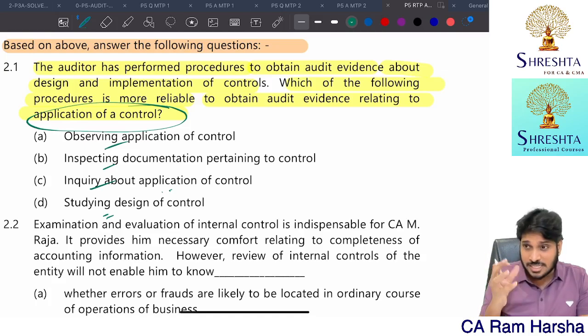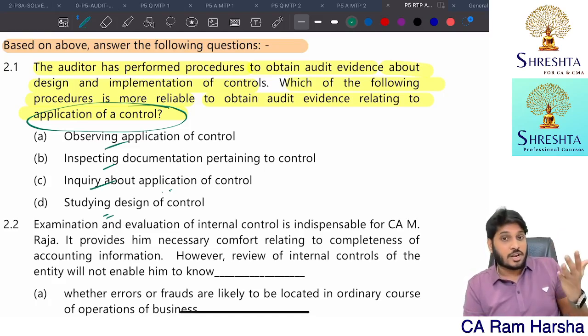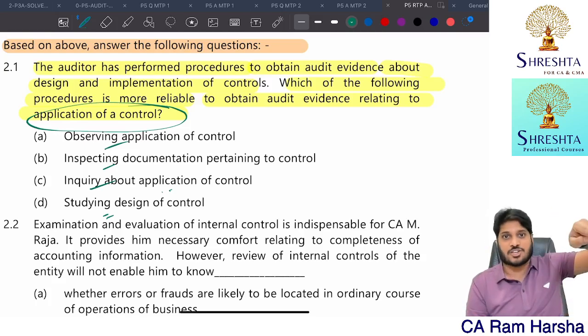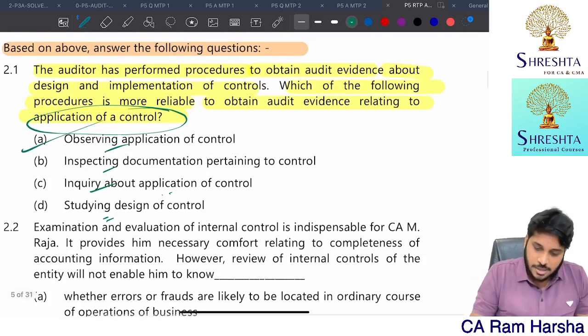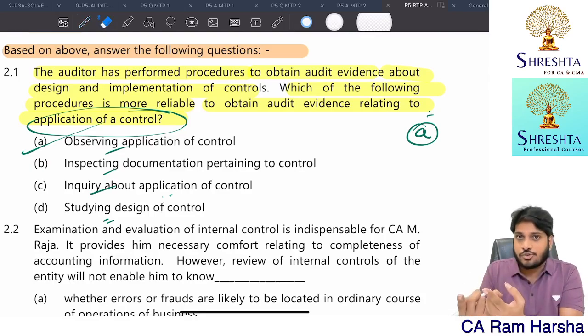Studying the design of the control, whether a control is applied properly or not, we should observe. Only then do we understand whether the application of the control is proper or not. We will get evidence only by observation. Suppose the control was applied in the past, documentation will be there. If you are verifying the documentation of that inspection, so here actually observing is the best evidence for checking application of a control.